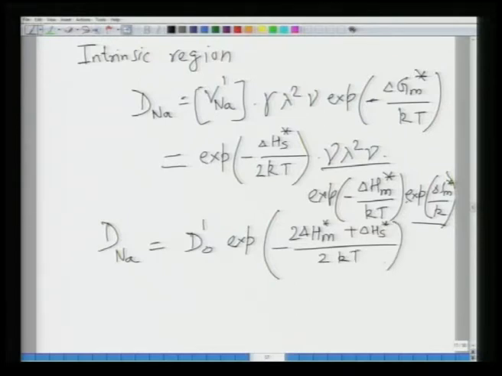Or you can write it as delta H_S by 2 divided by kT. So this will be D naught prime exponential of minus delta H_M star plus delta H_S by 2 divided by kT. So naturally you can see that in this case the activation energy has gone up by the amount delta H_S star divided by 2.